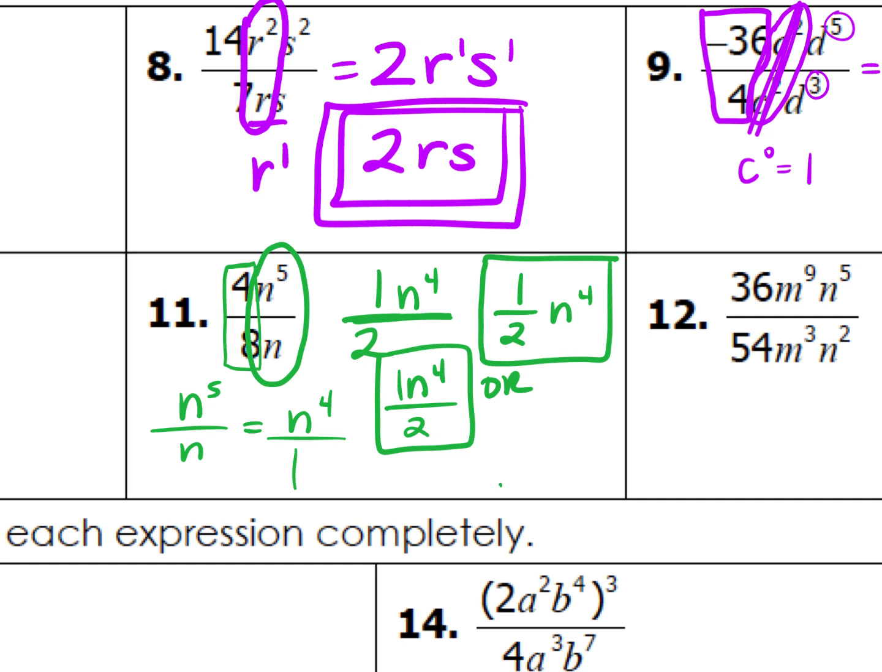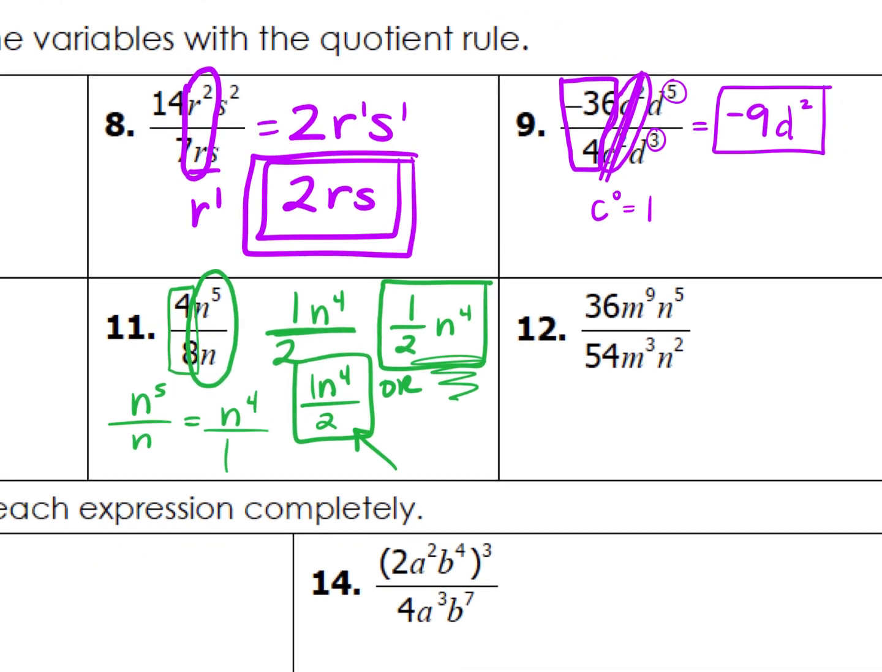Just out of curiosity, who likes the left way better, where you leave it all as one fraction? Couple of you. Who likes this way better, where you make the fraction and the thing separate? Okay, so we're pretty split on that.